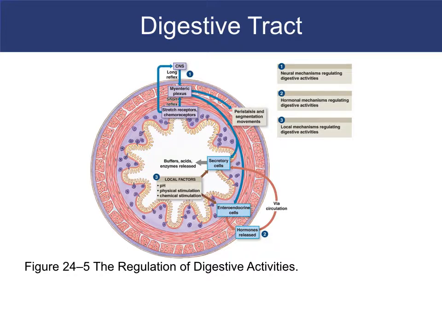This is just a generalized diagram that shows things like these long reflexes that are related to stretching. If your bowel stretches because you got a bunch of food in it, then obviously it's going to propel things on downstream and work it on through to get it absorbed. Peristalsis, remember, is going to be controlled by the outer longitudinal layer and the inner circular layer of the muscularis externa.